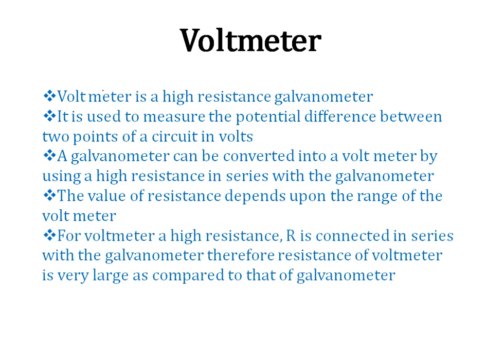And for a voltmeter, a high resistance is connected in series with the galvanometer. Therefore, the resistance of the voltmeter is very large as compared to the galvanometer. And if I speak of the ideal voltmeter, you will say resistance is infinite.